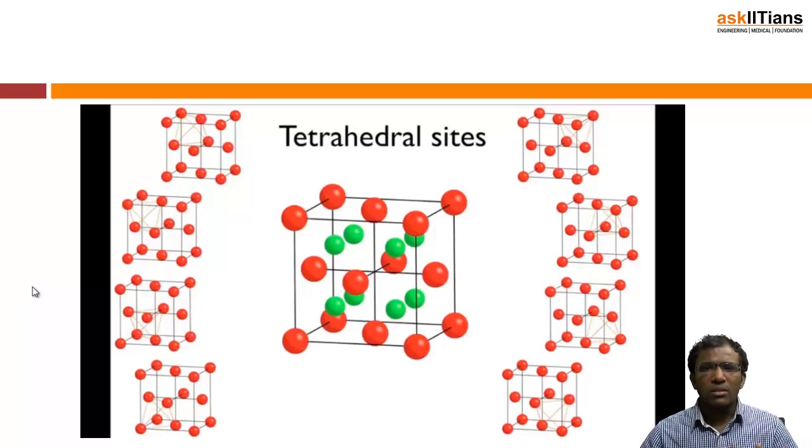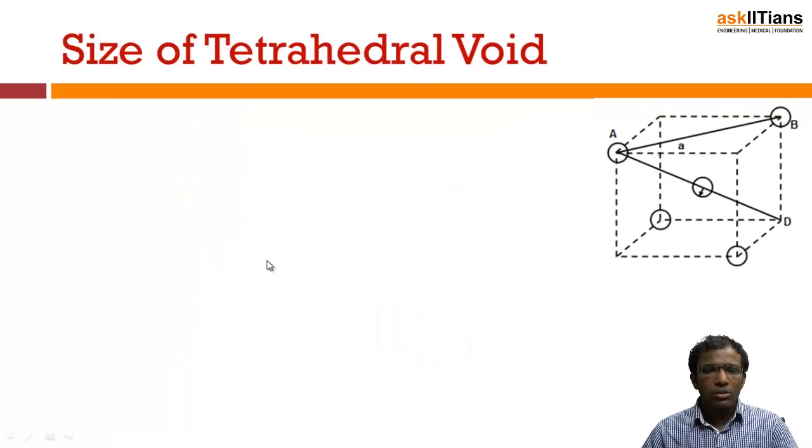So what is the size of a tetrahedral void? What is the size of an octahedral void? Let's calculate that. First we'll calculate the size of the tetrahedral void, and then the size of the octahedral void. Here is a cube that is used to understand and calculate the size of the tetrahedral void. In the tetrahedral void we have 3 atoms in one layer, and above that we have one more.